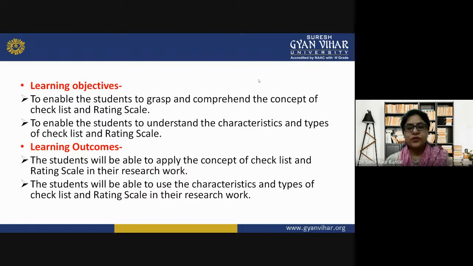And we are also going to see the characteristics and types of checklist and rating scale. So I hope there will be a good learning outcome after the class, and you will be able to apply your concept of checklist and rating scale in your research work. As well, you will be able to use the characteristics and types of checklist and rating scale according to your research work. So good research aptitude development is expected from all of you students. So let's understand about checklist and rating scale in today's topic.